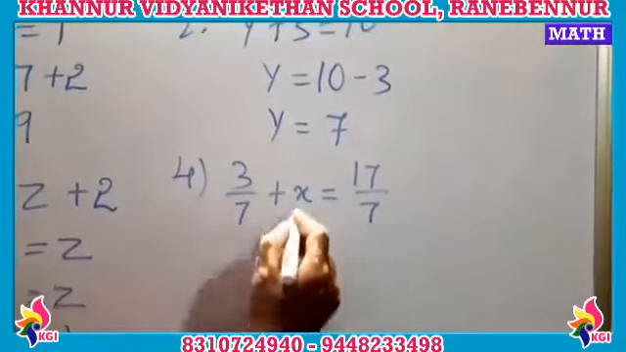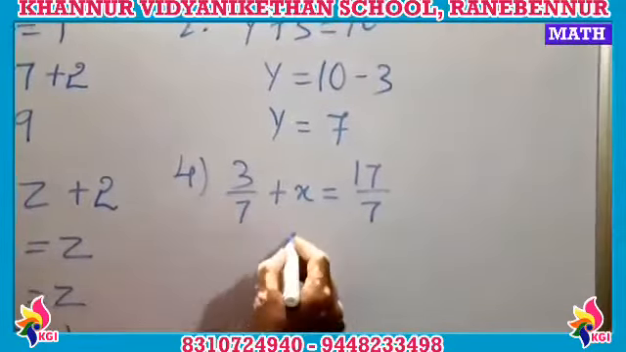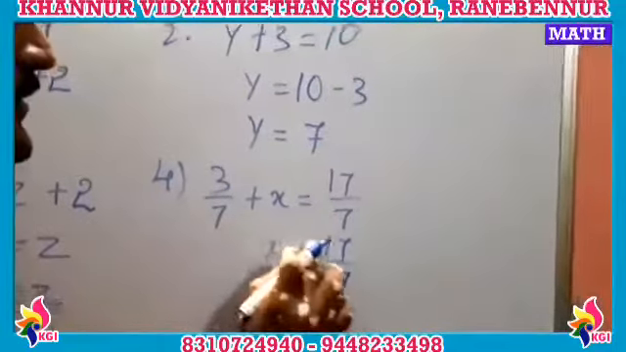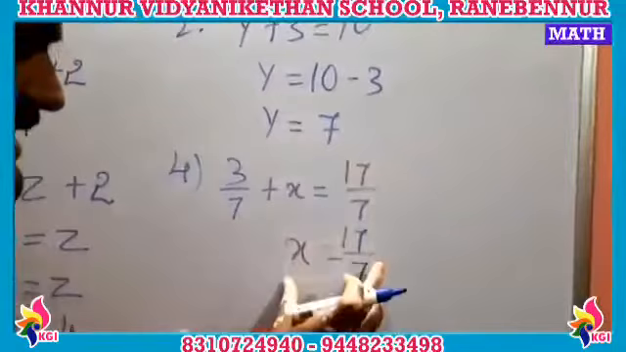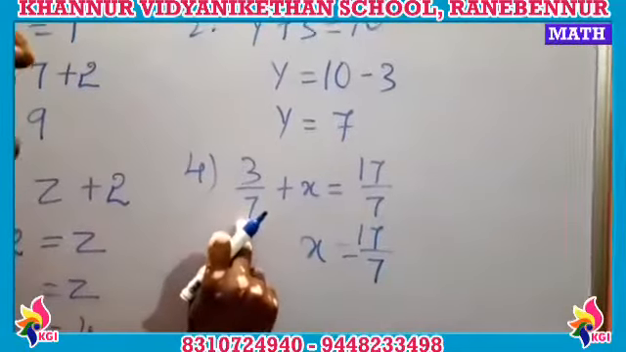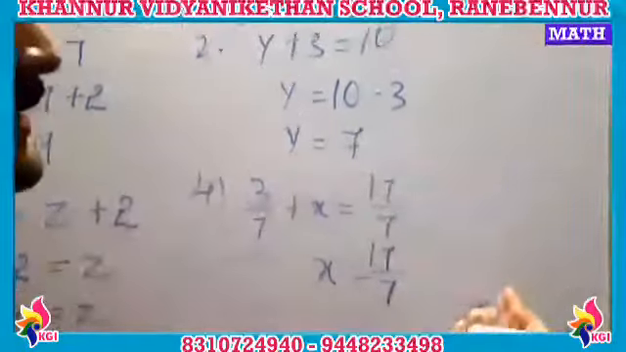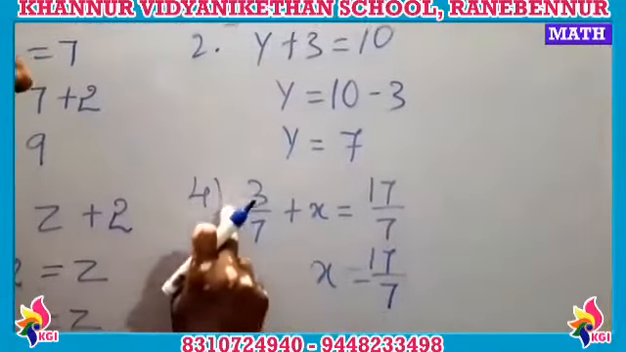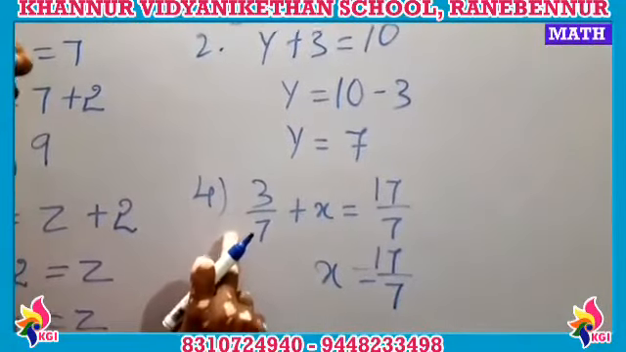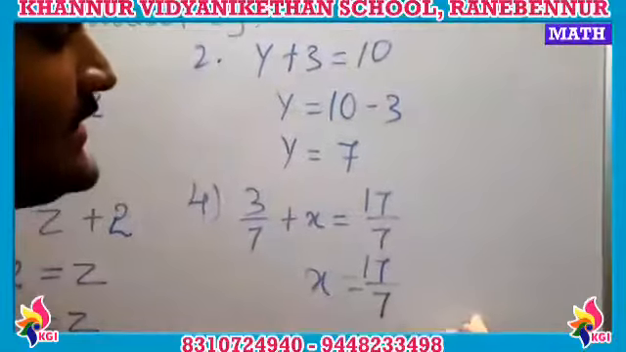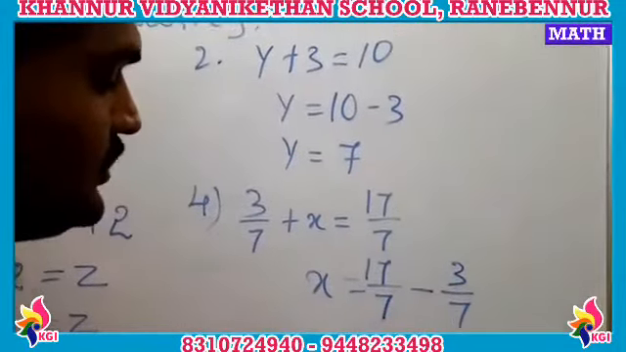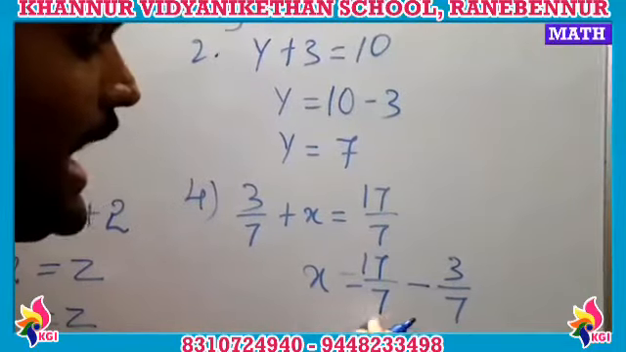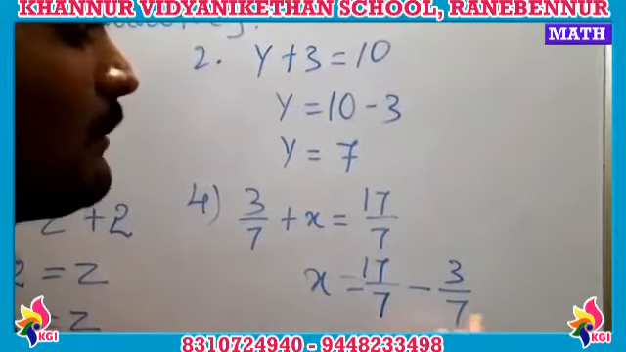Okay, so I want to take x as it is here and 17 as it is here, divided by 7. So x is equal to 17 divided by 7. This I have taken as it is. So I want to send this 3 by 7 to the right hand side. So nothing is there means here what was there? Plus. That goes to the right hand side and becomes a minus 3 by 7. Okay, so then next, x is equal to, as I can see in the denominator, both are 7.